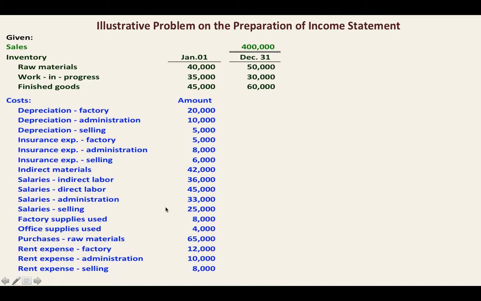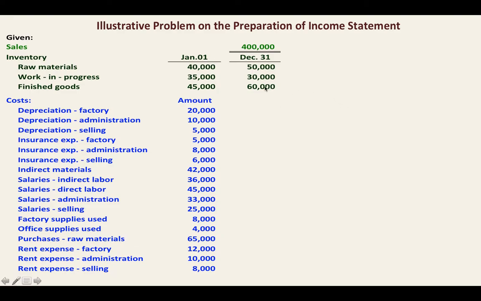The givens are, we have our sales, and then we have data on inventory. And take note, class, we have three types of inventory. We have raw materials. Raw materials is the same as direct materials. We have the inventory for work in progress and inventory for finished goods. And we will have two inventories for each.